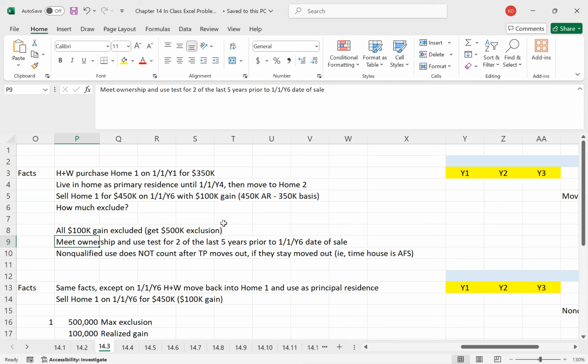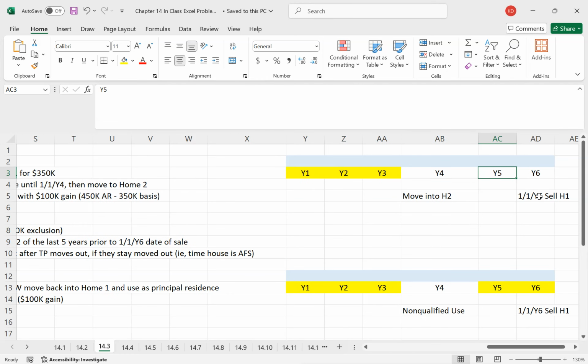Well, yes, we met the ownership and use test. All 100 grand we're going to be able to exclude. In other words, we get the full $500,000 amount. This time, where we moved out in years 4 and 5 and in the beginning of year 6, we weren't renting it out or anything like that.